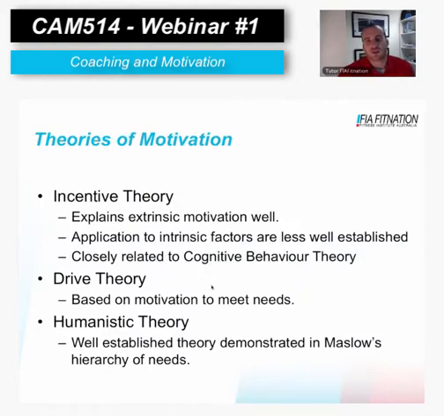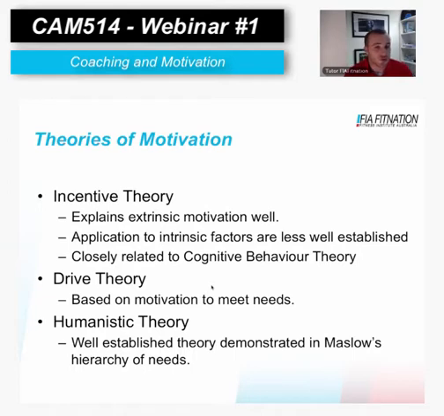A couple of theories of motivation that we want to consider before we move on and look at Maslow's theory in a little bit more detail is the incentive theory, first of all. And this is a really basic theory that explains in particular extrinsic motivation really, really well. What this theory suggests is that if there are rewards in place that are attractive to that particular client, then they will be very highly motivated.